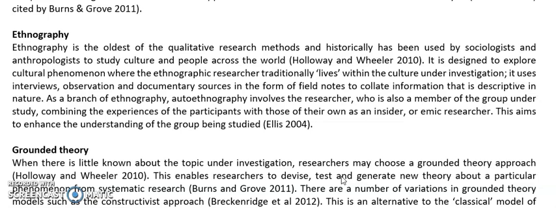As a branch of ethnography, autoethnography involves the researcher, who is also a member of the group under study, combining the experiences of the participants with those of their own as an insider or emic researcher. This aims to enhance the understanding of the group being studied (Ellis, 2004).